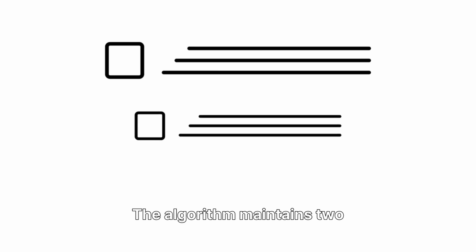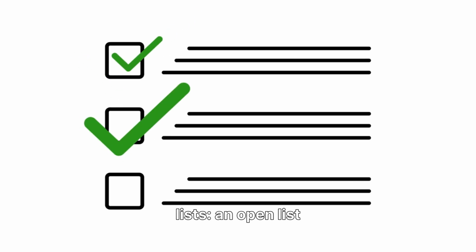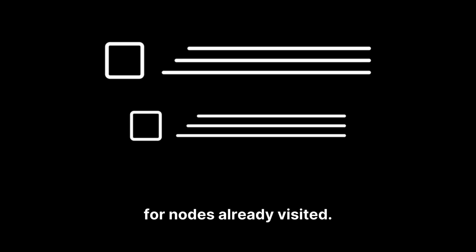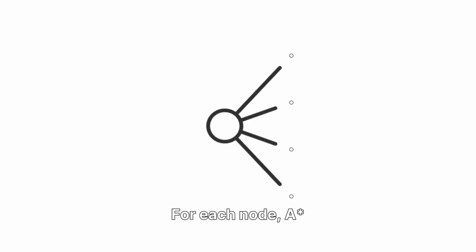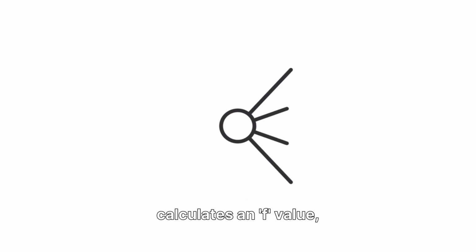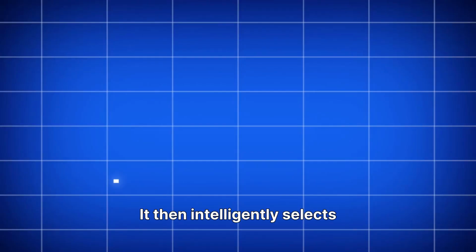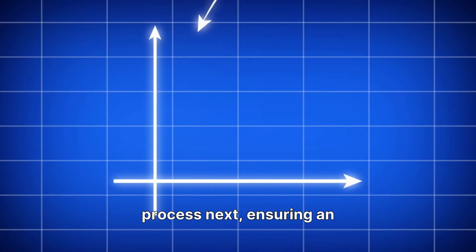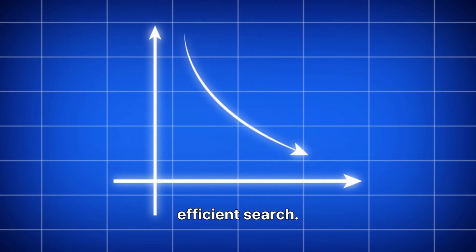The algorithm maintains 2 lists: an open list for potential best path nodes not yet tried, and a closed list for nodes already visited. For each node, A* calculates an F value, which is the sum of G and H. It then intelligently selects the node with the lowest F value to process next, ensuring an efficient search.